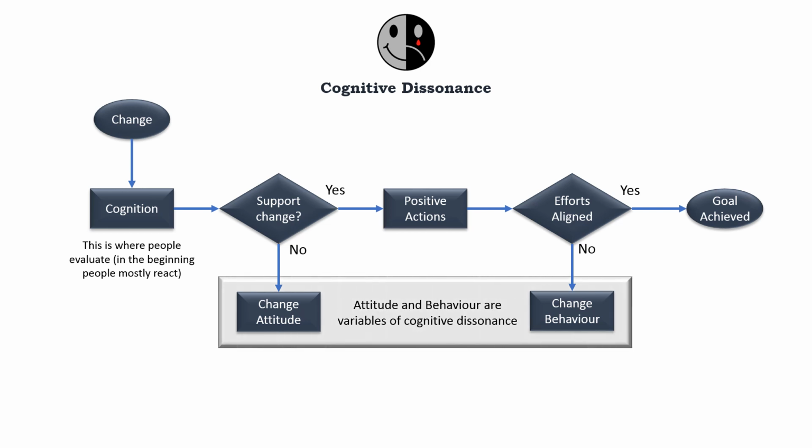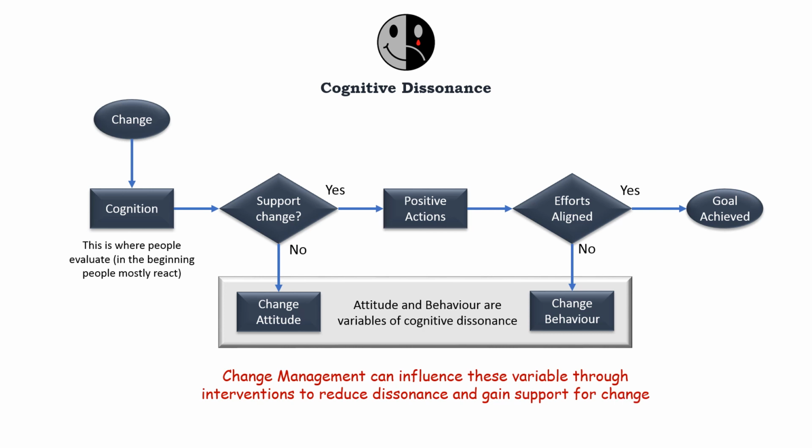Attitude and behaviors are the variables of the cognitive dissonance, and change management can influence these variables through interventions to reduce dissonance and gain support for the change.